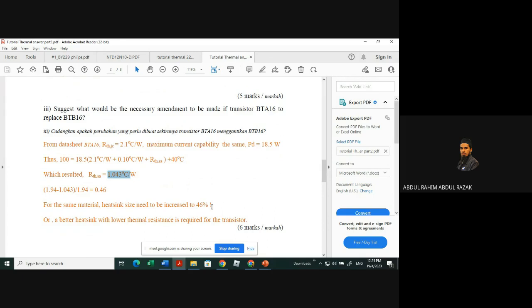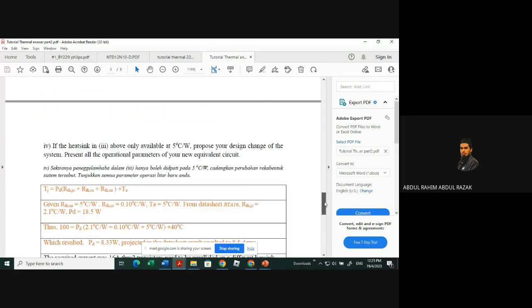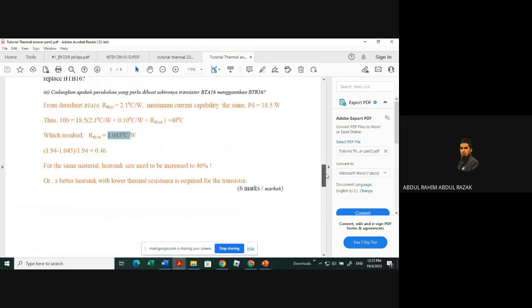Lagi besar heat sink, lagi better conduction dia. Means that you have to provide better heat sink lah. Better heat sink means that bigger heat sink lah. Kan? Or better heat sink with lower thermal resistance required for the transistor. Okay, that's the conclusion. Yang lain tu kita discuss kemudian.